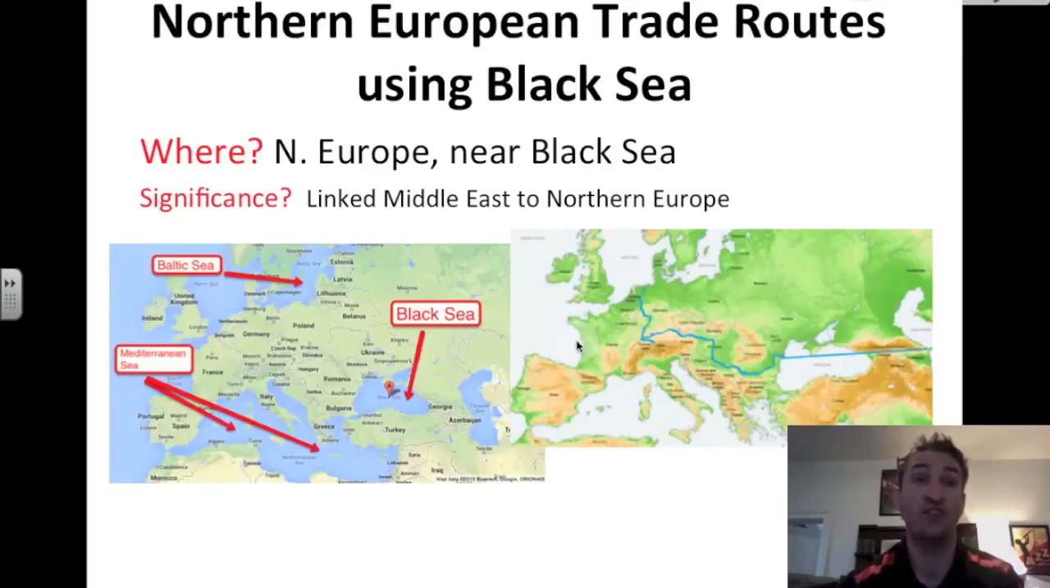Another trade route was the Northern European trade routes using the Black Sea. Here's the Black Sea, one of the biggest bodies of water in Europe, and you see how it links the Middle East and Eastern Europe to Northern Europe and Western Europe. And here is one of the routes you might take to get to Northern Europe from the Black Sea.